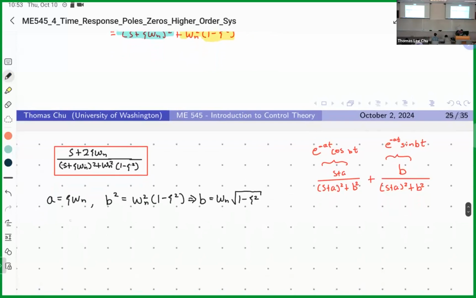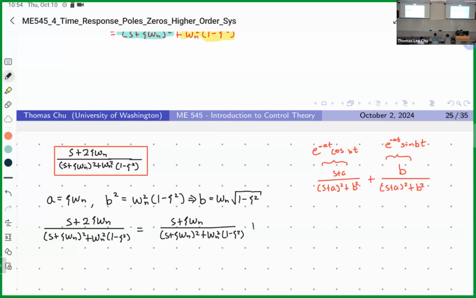All right, so then we want this, (s plus 2 zeta omega n) divided by ((s plus zeta omega n) squared plus omega n squared times (1 minus zeta squared)), to be equal to (s plus zeta omega n) divided by this whole bottom term, (s plus zeta omega n) squared plus omega n squared times (1 minus zeta squared), plus omega n times the square root of (1 minus zeta squared) divided by this whole thing again, (s plus zeta omega n) squared plus omega n squared times (1 minus zeta squared).